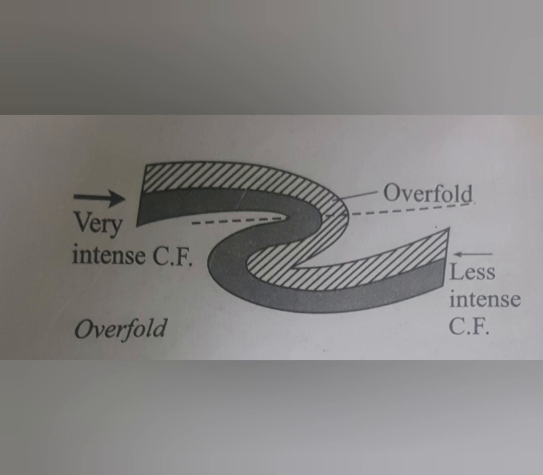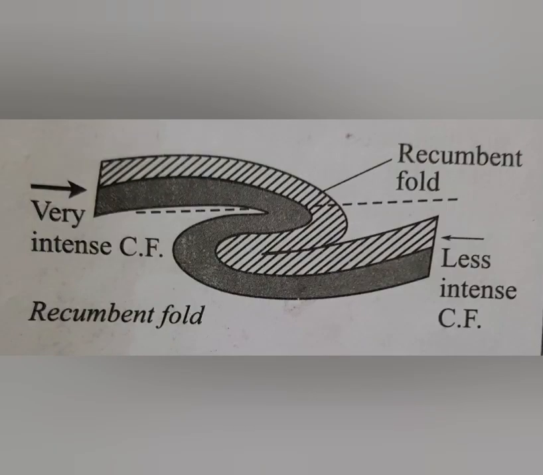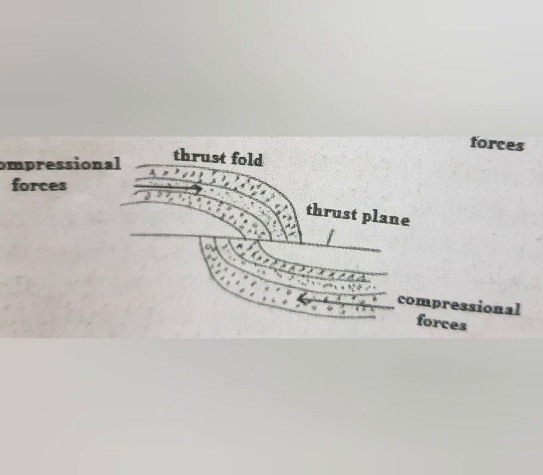So you're going to have the 3 diagrams. The first one, you're going to show an overfold. The second one, we're going to show a recumbent fold forming. The third diagram now must show the thrust plane, and then we're going to show the upper limb having been pushed over the lower limb along the thrust plane, and we can be able now to show the overthrust fold. I hope that is clear.